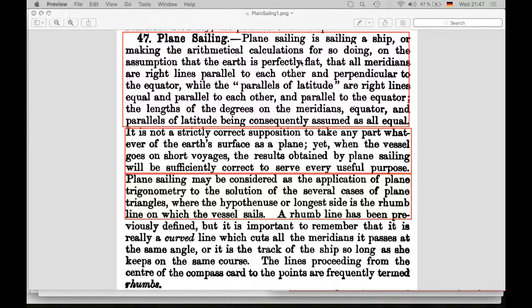Yeah, so plain sailing is sailing a ship, or making the arithmetical calculations for so doing, on the assumption that the Earth is perfectly flat. Where have we heard that before? That all meridians are right lines parallel to each other and perpendicular to the equator, while the parallels of latitude are right lines equal and parallel to each other and parallel to the equator. The lengths of the degrees on the meridians, equator, and parallels being consequently assumed as all equal.